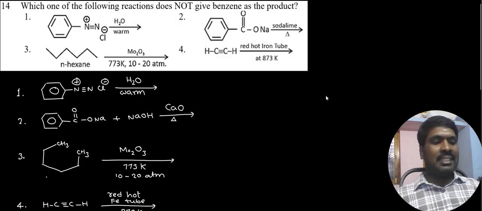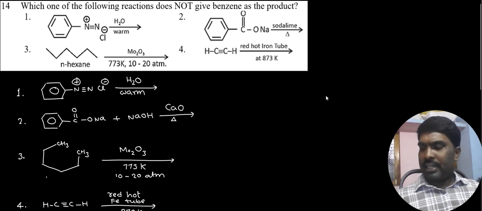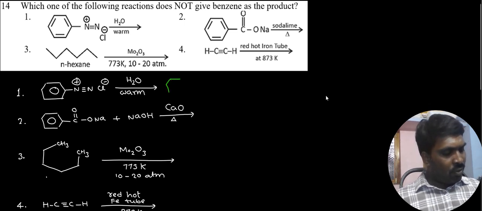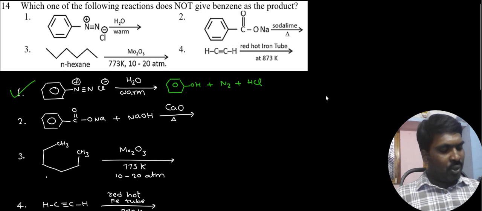Which of the following reactions does not give benzene as product? First one, when benzene diazonium chloride is treated with warm water, then phenol is obtained. Water ionizes into H plus and OH minus, and that OH substitutes in the place of the azo group, giving phenol plus N2 plus HCl. So here phenol is obtained, not benzene, so option one is right.